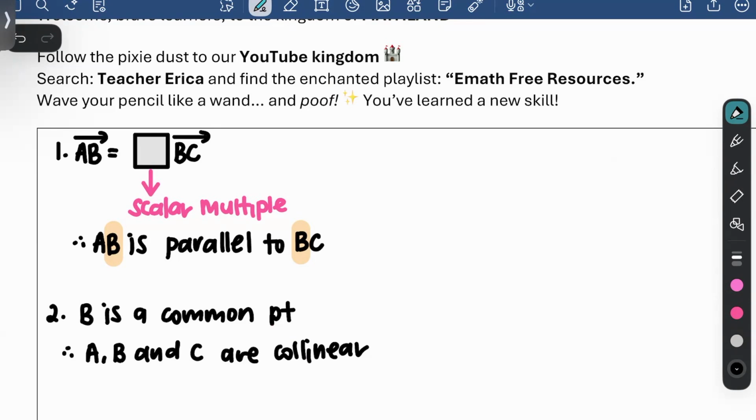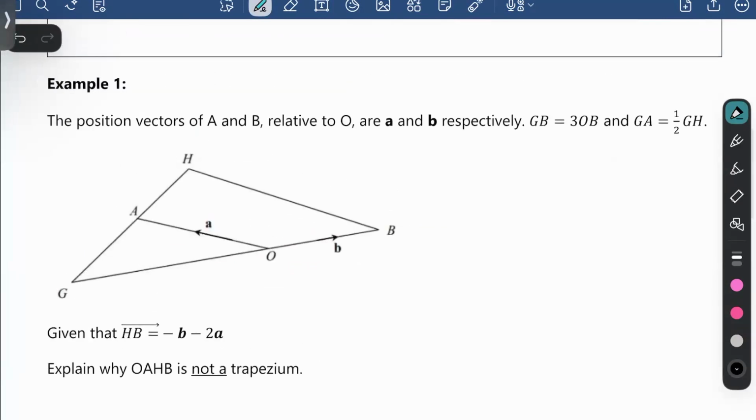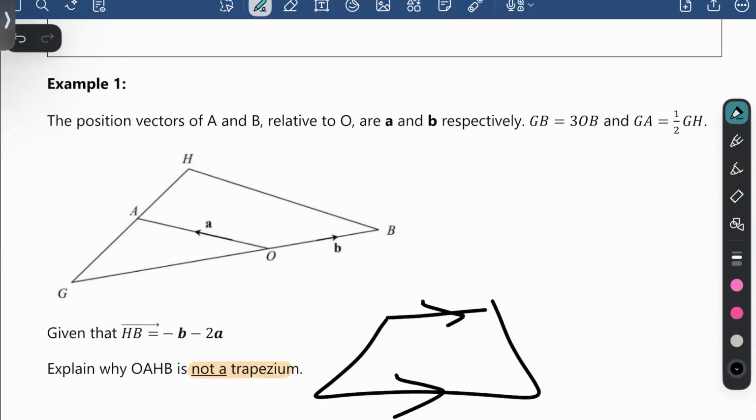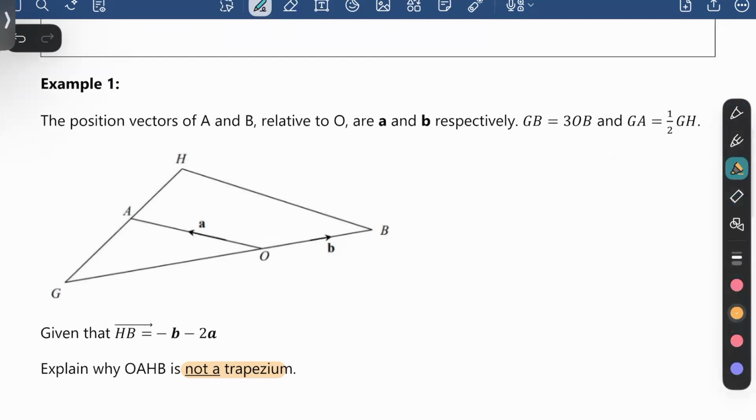All right. Okay, so let's look at this exam question from your prelim paper. This one is a little bit more interesting because this is one of the rare times they asked me to explain that it's not a trapezium. What is a trapezium though? A trapezium must have one pair of parallel lines. If you don't have one pair of parallel lines, then it won't be a trapezium. It's a four-sided figure with one pair of parallel lines, okay? So we're going to do this.